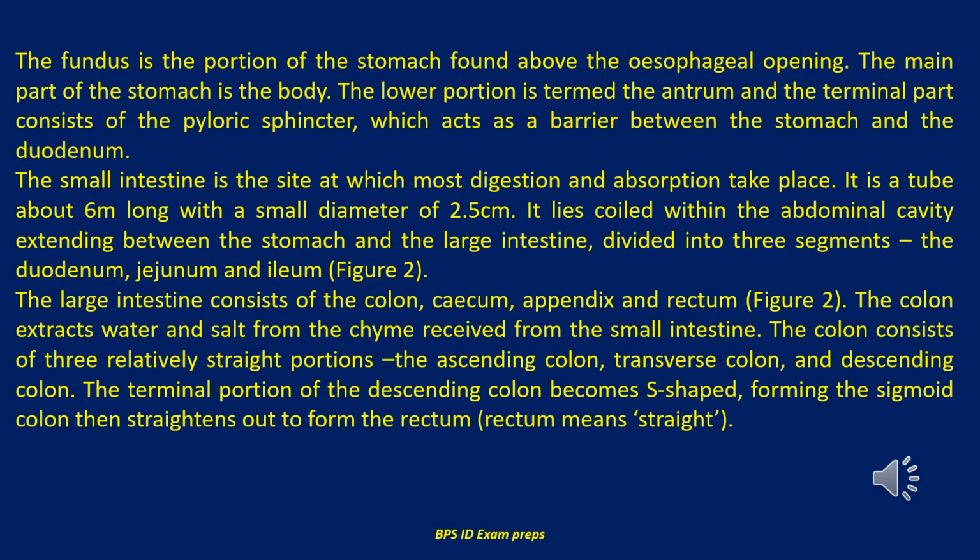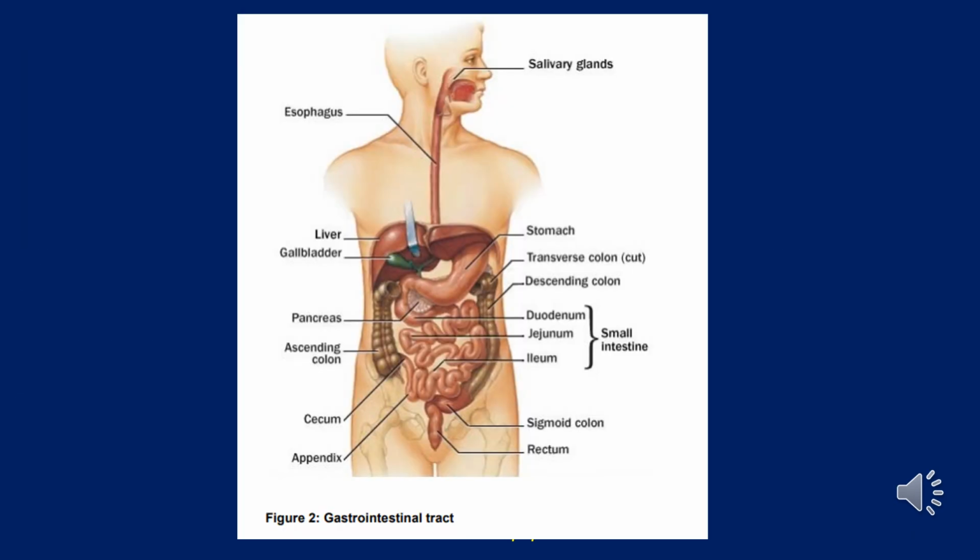The colon extracts water and salt from the chyme received from the small intestine. The colon consists of three relatively straight portions, the ascending colon, transverse colon, and descending colon. The terminal portion of the descending colon becomes S-shaped, forming the sigmoid colon, then straightens out to form the rectum. Rectum means straight. Pause the video and carefully scrutinize Figure 2 illustrating the gastrointestinal tract before advancing to the next slide.